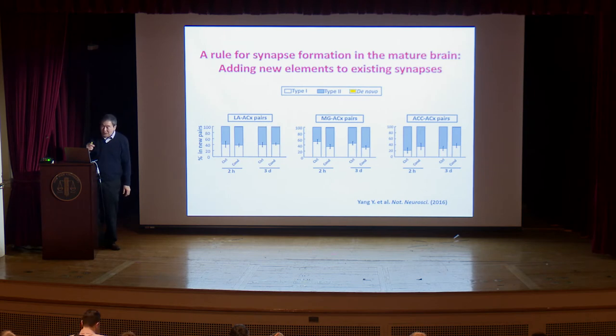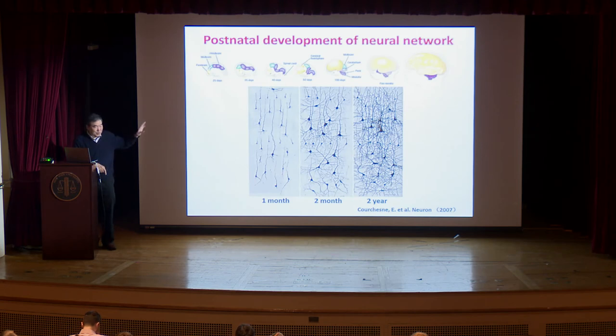So that suggests that in the mature brain, the structural change is not making new connections, but a modification of existing connections, by making them more efficient, more context-specific. Right? This seems to be the way the mature brain does it. This is very different from what we know in the developing circuits.